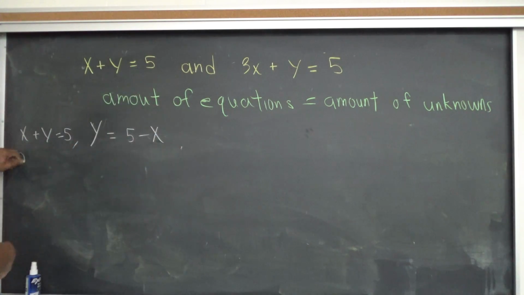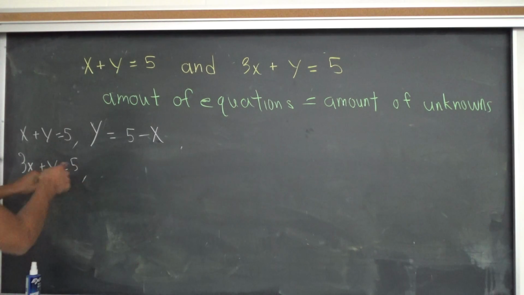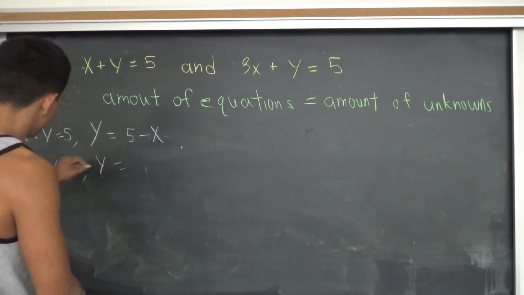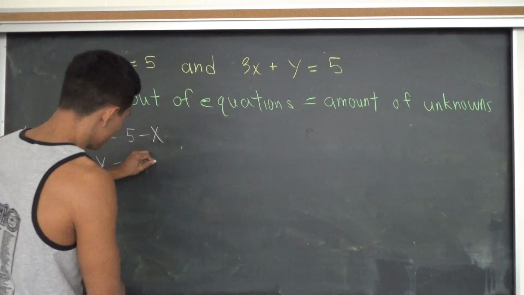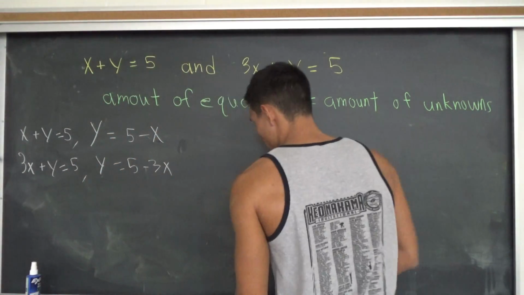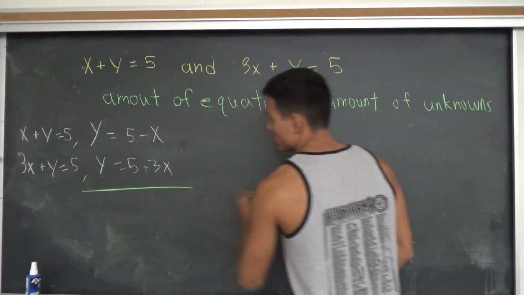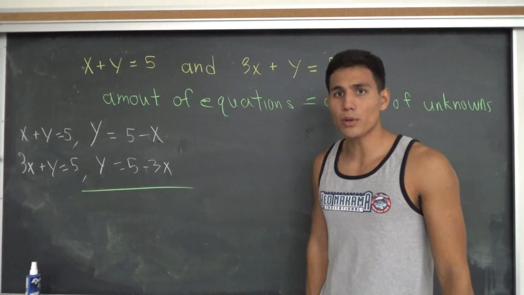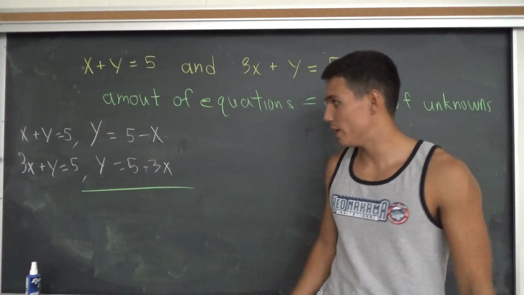Our other equation, 3x plus y is equal to 5. Again, let's just write this as y is equal to 5 minus 3x. And now look at this. We can just focus on this, because in what world is y not equal to y? Well, y is always equal to y.